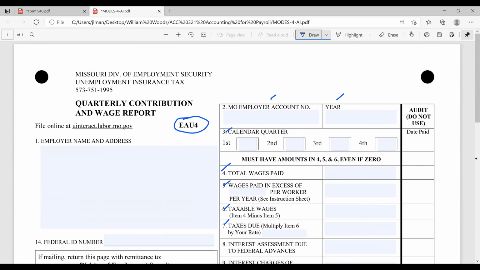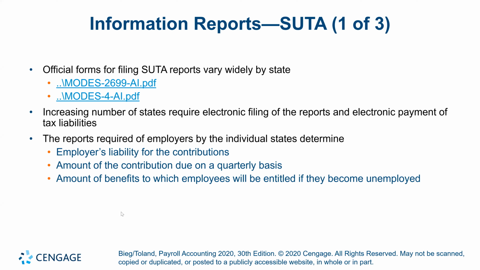Okay. Anyway, I wanted to show you that real quick. Okay, let me get back here now. Sorry, guys, I'm clicking back and forth and everywhere here. All right, so we looked at the forms for Missouri, right? The forms vary widely by state.